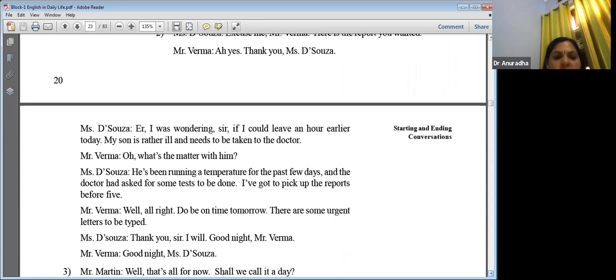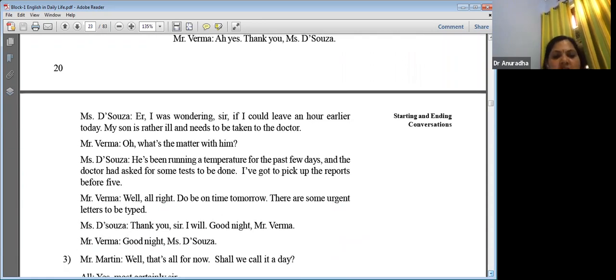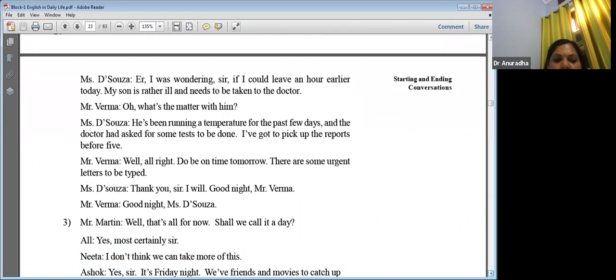What is the closing comment? Miss D'Souza: He has been running a temperature for the past few days and the doctor had asked for some tests to be done. I have got to pick up the reports before 5. Mr. Verma: Well, all right. Do be on time tomorrow. There are some urgent letters to be typed. Miss D'Souza: Thank you, sir. I will. Good night, Mr. Verma. So the closing comment is good night.